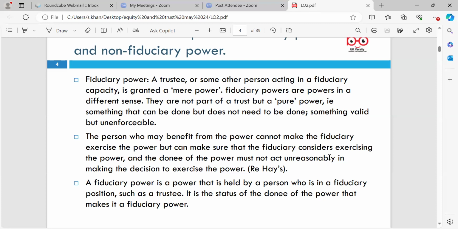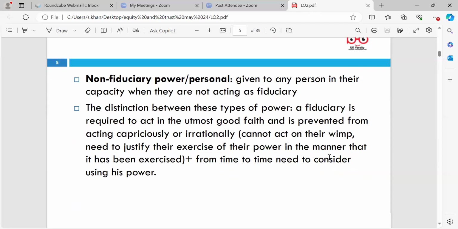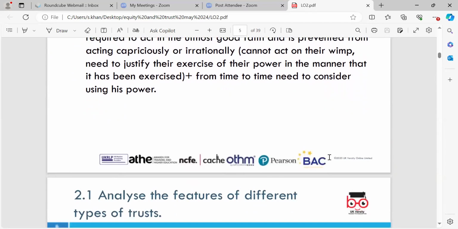So you can see the difference in the powers they have, fiduciary more than non-fiduciary powers. Non-fiduciary power is given to a person in a capacity where they are not acting as a fiduciary. So the distinction, as we said, is that a fiduciary is acting in utmost good faith and is prevented from acting irrationally or anything like that.